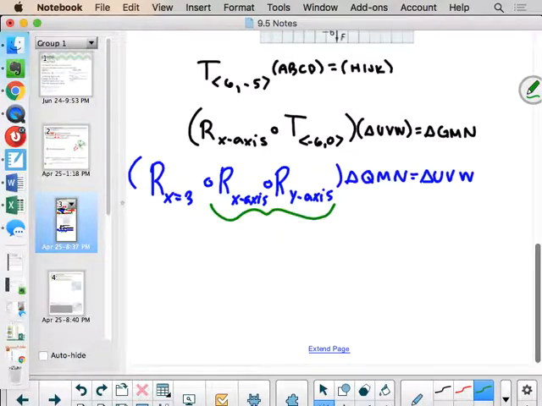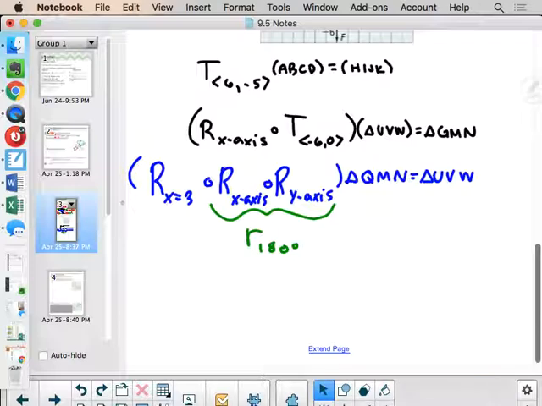Now, we know better. Reflection across the x-axis, reflection across the y-axis. That can be condensed, correct? What did we just discover that can be condensed to? Rotation of 180. Okay, does that also make sense?